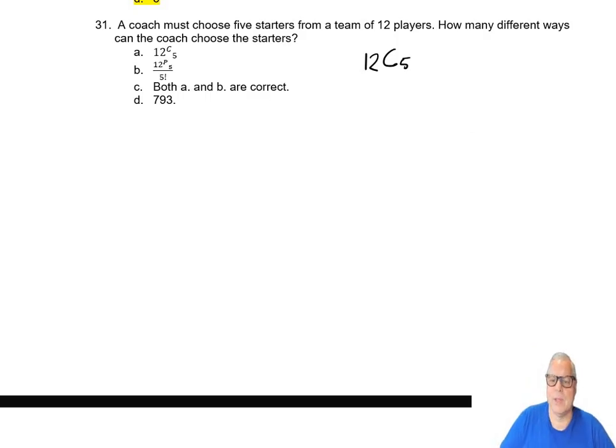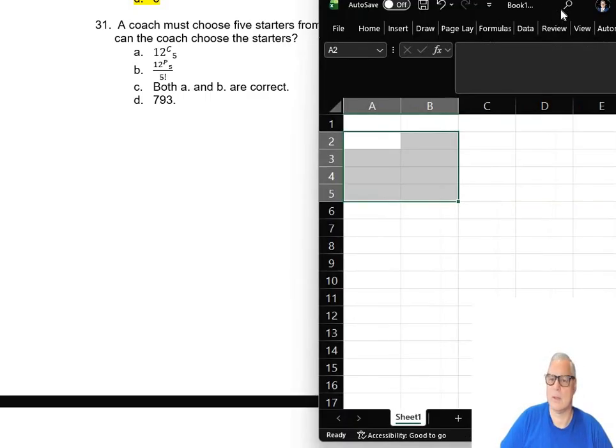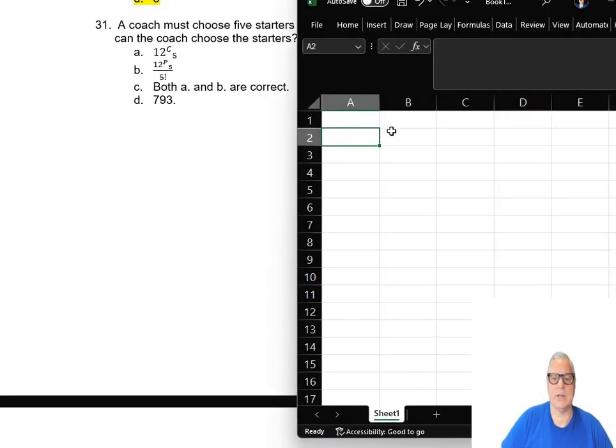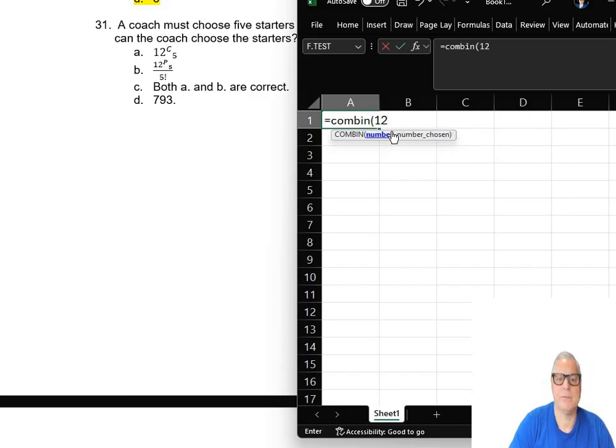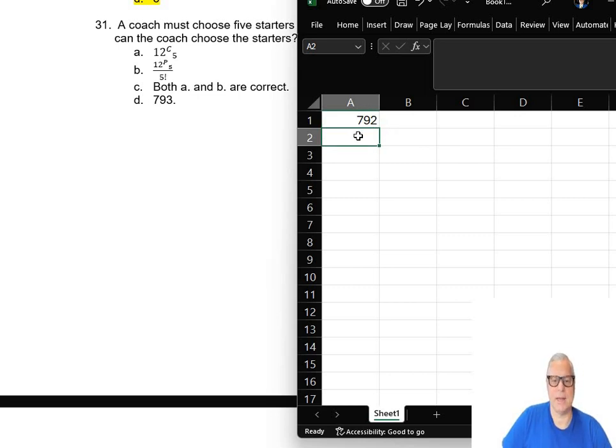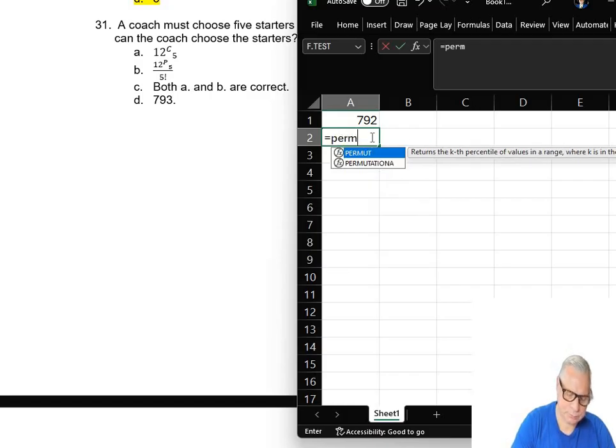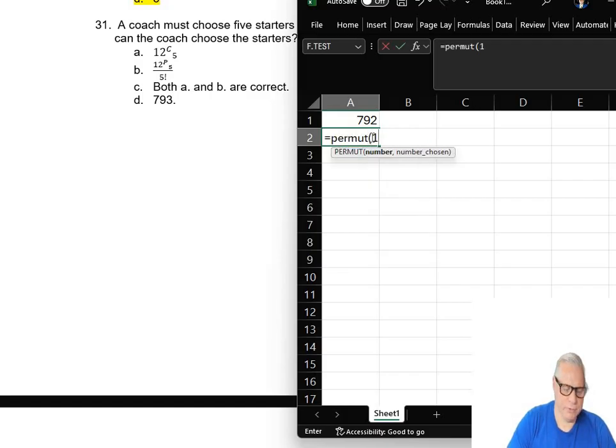So we can actually already calculate this. Now we know that the correct answer is equal to COMBIN from 12, choose 5. The correct answer is 792. So it's definitely not D. But let's see what we get for answer B. That is equal to PERMUT from 12.